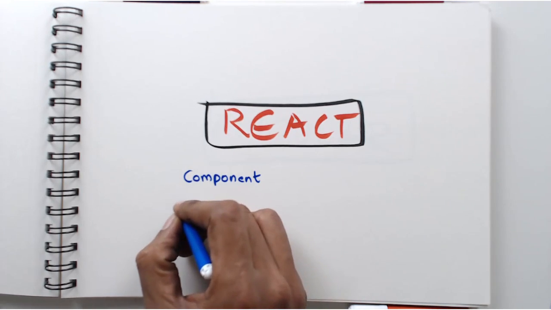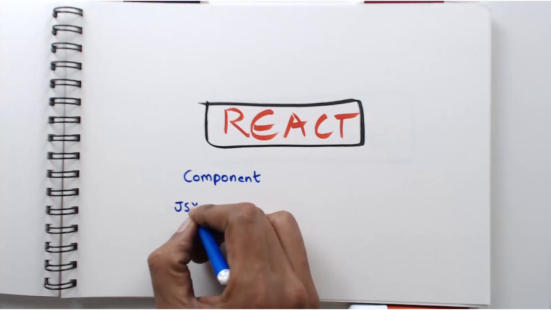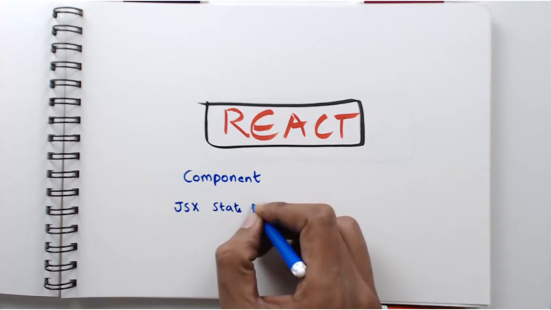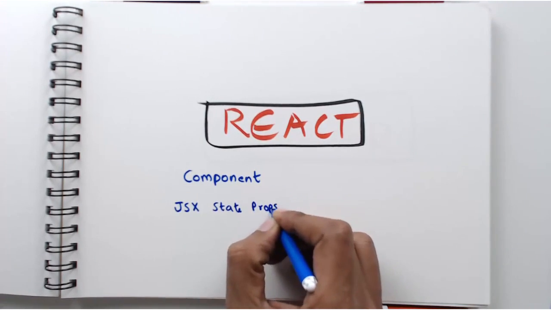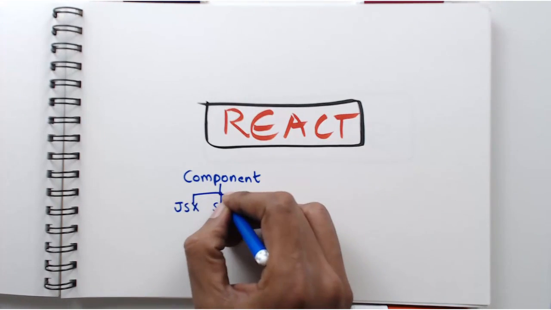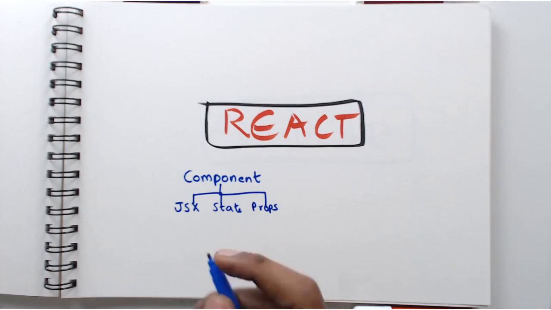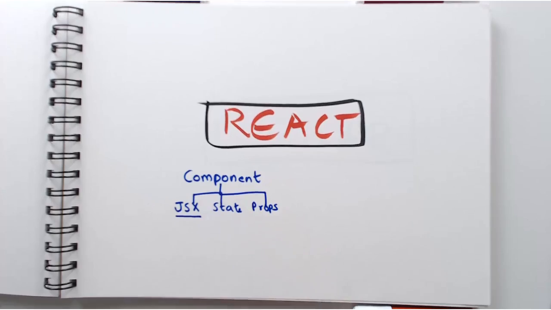Each of these components have something called JSX. They have something called state. They have something called props. What are all these? Let's look at them. When we create a component, it's a front-end component, right? It will have a way of showing it. That's what is represented by JSX. JSX is an extension to JavaScript where you can actually do dynamic stuff. So you can design the layout of something using JSX.